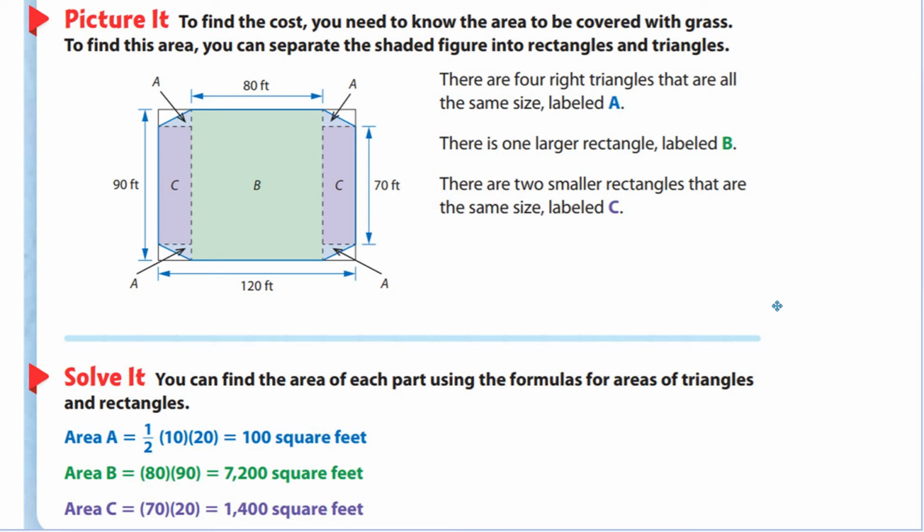And there it is. Area equals 1/2 times 10 times 20. You know where that 10 and the 20 came from. If you don't, go back in the video. You'll find it. Equals 100 square feet.